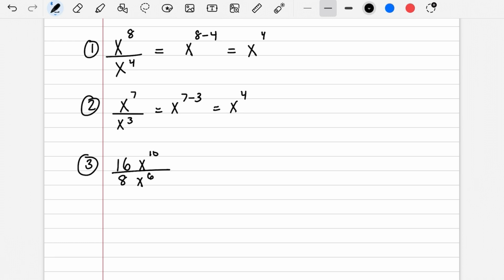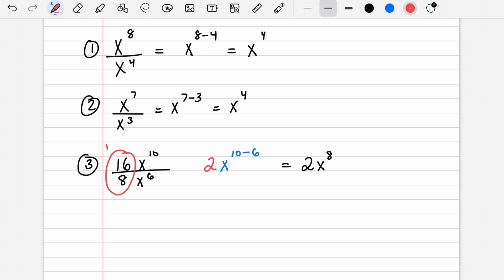One thing that we have to remember is that our coefficients, we are going to treat them the same way we've been treating normal, regular numbers this whole time. We are not subtracting 16 minus 8. We are dividing them. So 16 divided by 8, we're going to do this part first, we get 2. And then we're going to do our exponent rule, 10 minus 6. Only the exponents get the special rules. The coefficients, treat them like normal numbers. So then your final answer will be 2x to the power of 8.